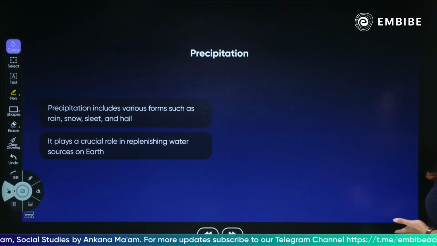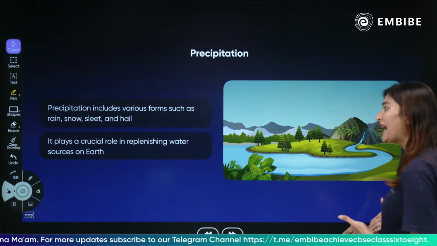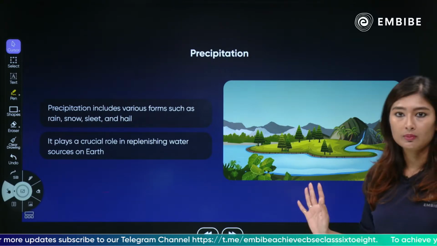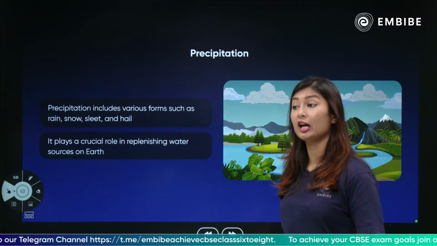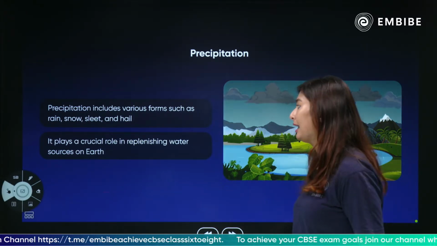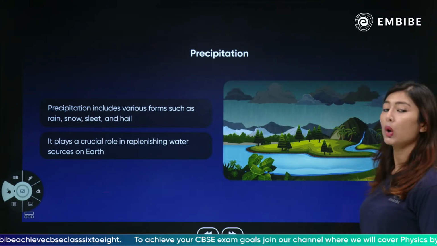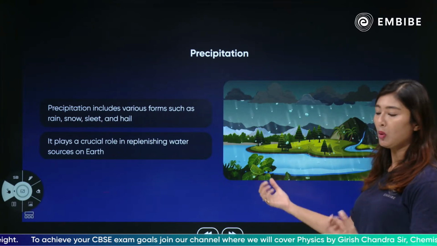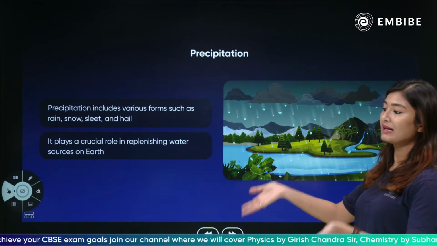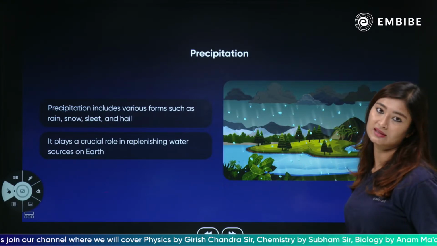So precipitation includes various forms such as rain, snow, sleet, hail. It could be in any form. ठीक है, बारिश हो सकती है, पत्थर बन सकते हैं वो आइस वाले, स्नो बर्फ बन के गिर सकता है. It plays a crucial role in replenishing the water sources on earth. So guys, we know, right, when it's very hot, the water starts evaporating, the level of water on the earth's surface starts dropping.